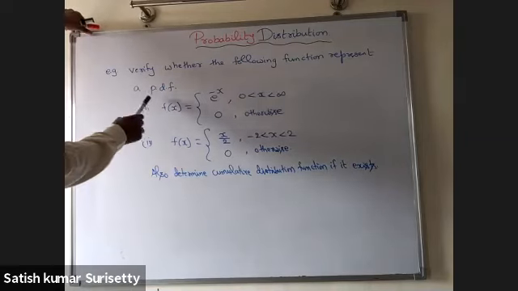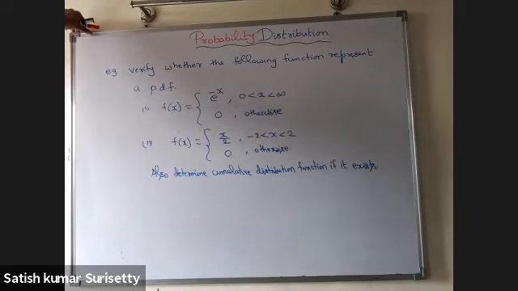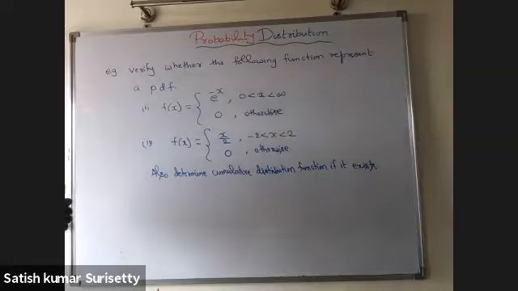That means when you want to check a probability density function, we have to check first condition is the value of f of x must be positive, and second condition is in that interval the definite integral 0 to infinity e power minus x must be equal to 1 or not, we have to verify.